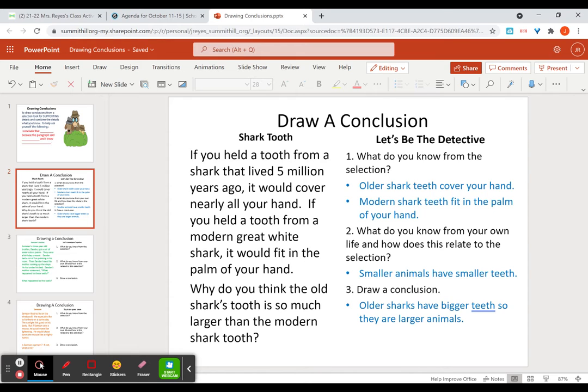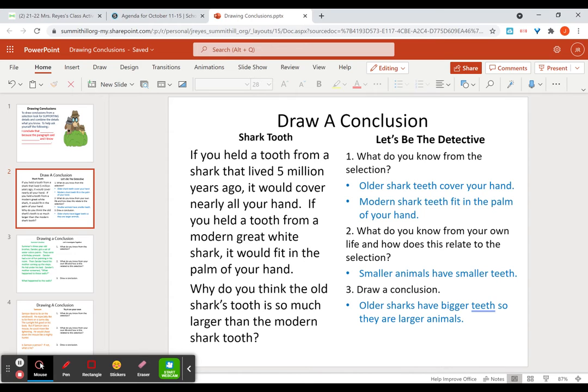So why do you think that the shark's tooth was so much larger than a modern shark's tooth? Well, let's think about this. The text doesn't tell me why, but I'm going to have to make an inference. This is what drawing a conclusion is. I'm going to figure out maybe why this could be with some of the details that were in the story, and then I'm going to match it up with other things that I know.